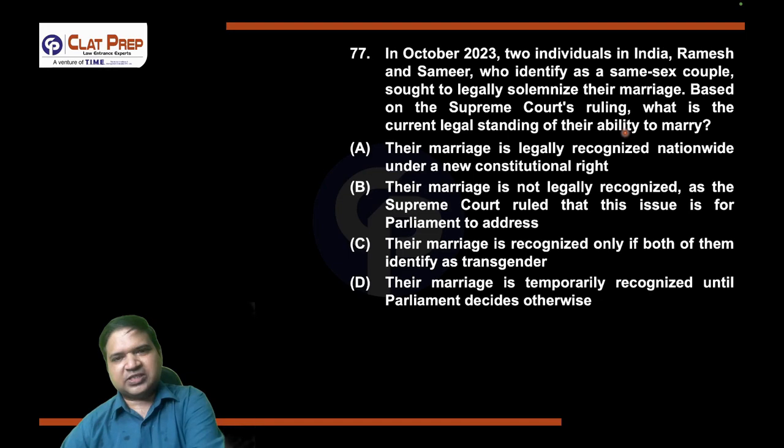Let's see the kind of questions that are there. In October 2023, two individuals in India, Ramesh and Samir, who identify as a same-sex couple, sought to legally solemnize their marriage. Based on the Supreme Court's ruling, what is the current legal standing of their ability to marry? Option A says their marriage is legally recognized nationwide under a new constitutional right. Is this the correct option?